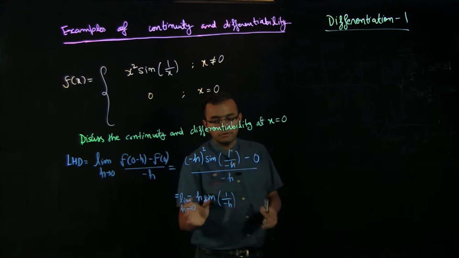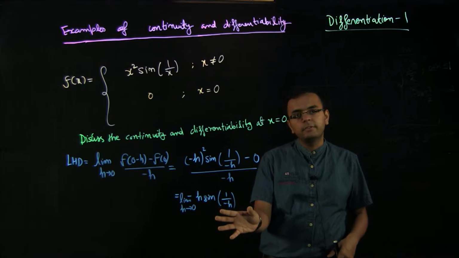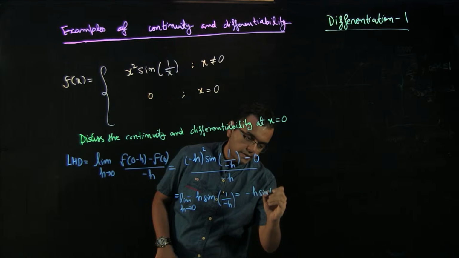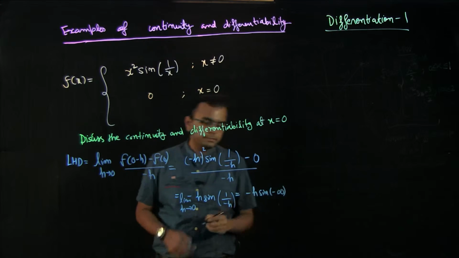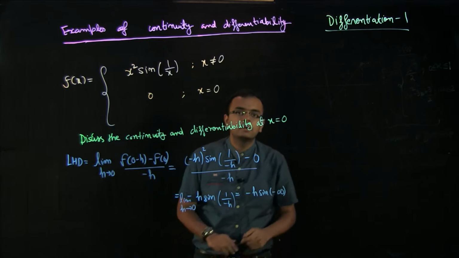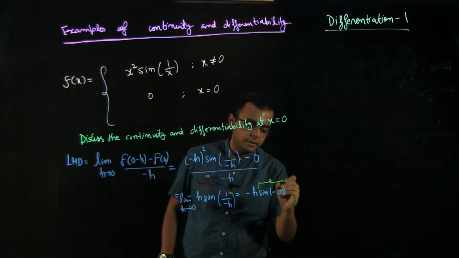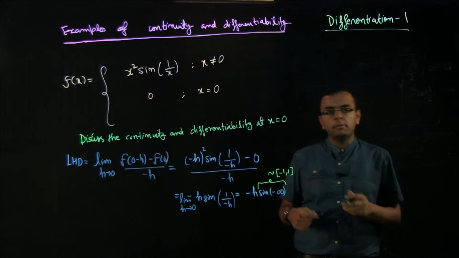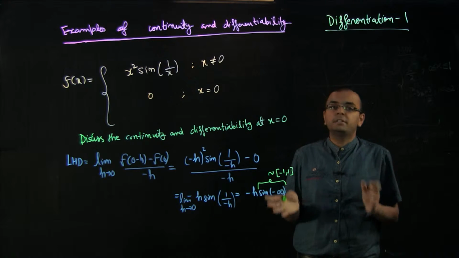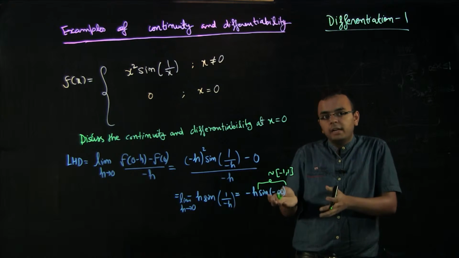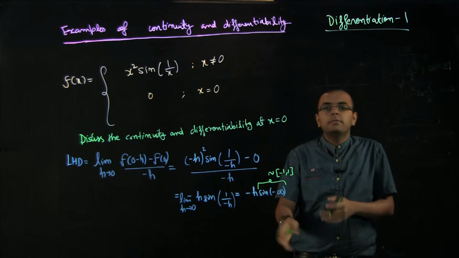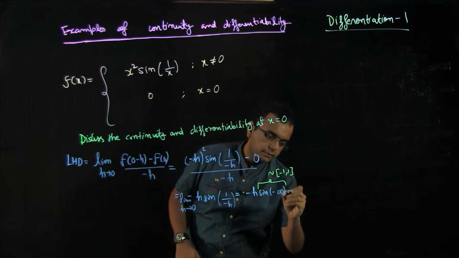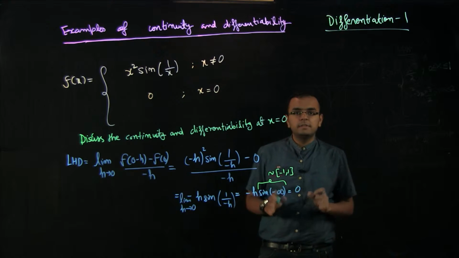Now here if we put h approaching 0, the 1 by minus h becomes minus infinity. So this becomes nothing but minus h sine of minus infinity. Now this value, sine of minus infinity, is an oscillating limit, that is we don't know what infinity will be like. We don't know whether it will be minus 1, 1, or 0, but it will definitely be between minus 1 and 1. And if I multiply something finite, between minus 1 and 1, with h, we know that this will still approach 0. So this means the left hand derivative is 0.